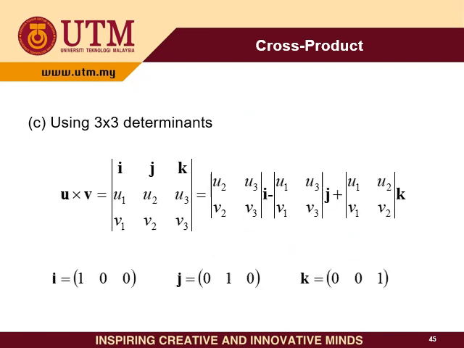The third way is by using a 3 by 3 determinant. So we represent i for u1 v1, j for u2 v2, k for u3 v3. And then for this, i is without u1 v1, j is without u2 v2, and k is multiplied with the one that is without u3 v3.